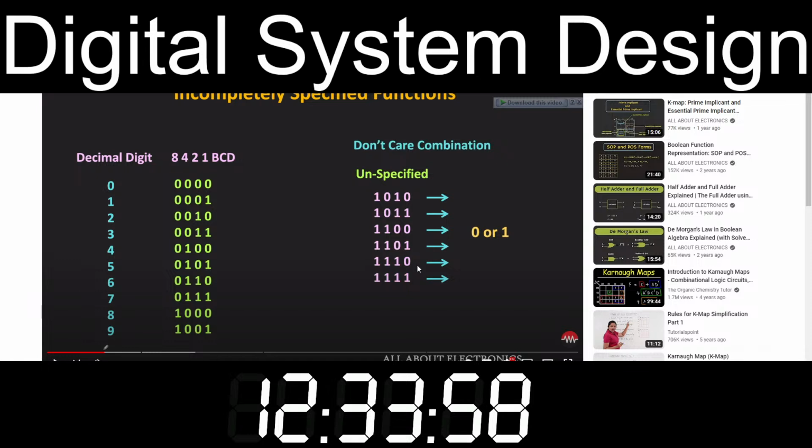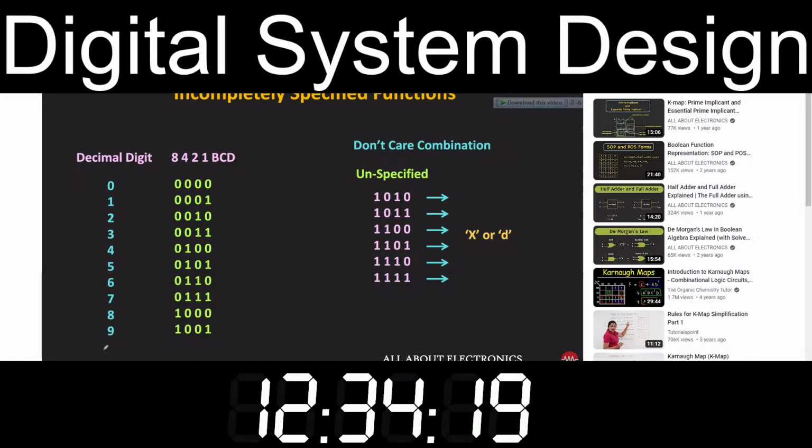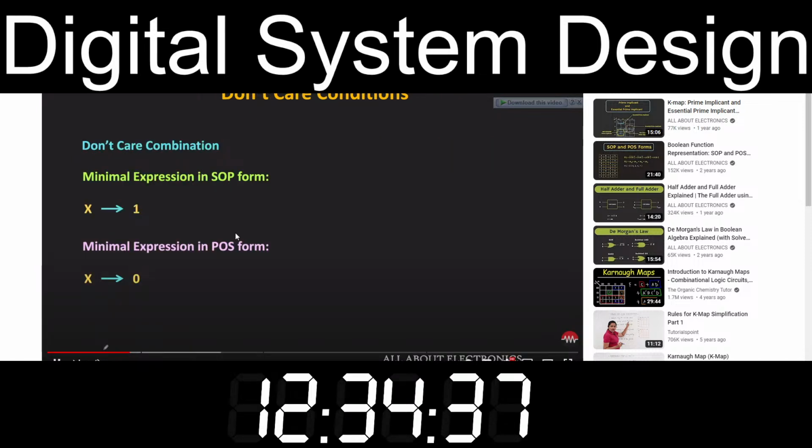They can be used in the K-map for the simplification of the Boolean function. Since the output is not specified for these don't care combinations, in the K-map they are defined by the symbol X or D. During the minimization, it can be considered as either 0 or 1. While finding the minimal expression in the sum of product form, these don't care terms can be considered as 1. Similarly, when finding the minimal expression in the product of sum form, these don't care conditions can be considered as 0. So depending on our convenience, we can treat these don't care terms as either 0 or 1.